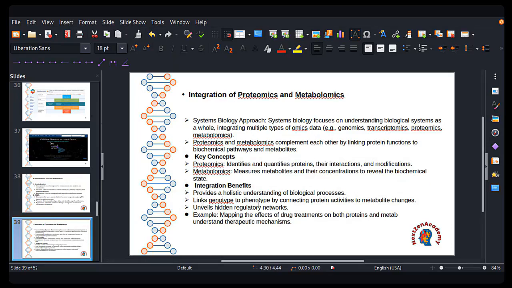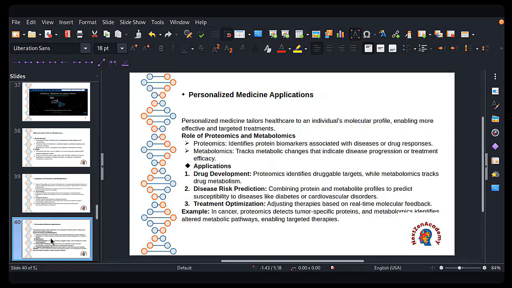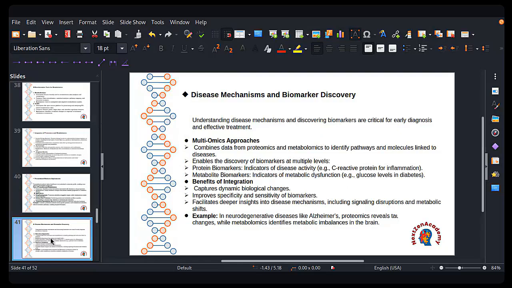It can link genotype to phenotype by connecting protein activities to metabolite changes, right? It unveils hidden regulatory networks, and you can map the effect of drug treatment on both proteins and metabolites, understanding therapeutic mechanisms. Now, it is used in personalized medicine applications. Then I think disease mechanism. See, I will share the slide so you guys can read in detail. The time is very less, and I have to cover the MCQs as well.